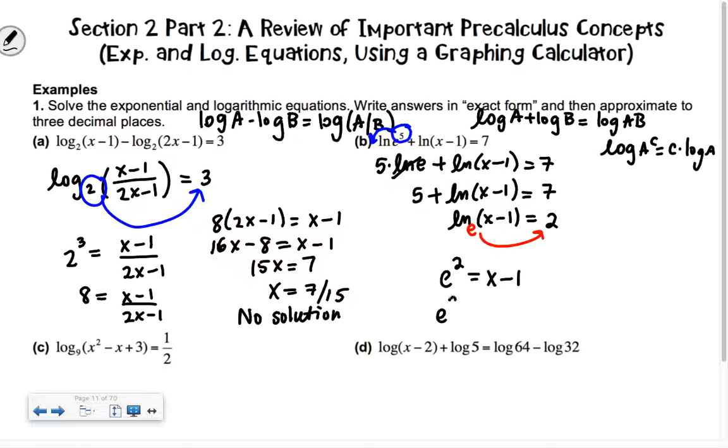So as an answer on the AP test, you could leave it as e squared plus 1, or you can round it to 3 decimal places. So if we have e squared, and then we add 1 to it, our answer would be x equals 8.389. Can we leave it as that on your test too? e squared plus 1, sure.